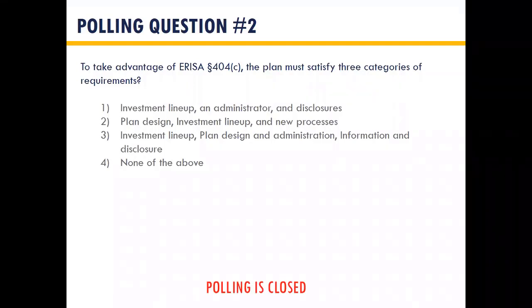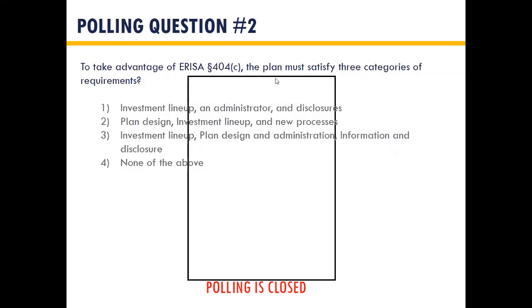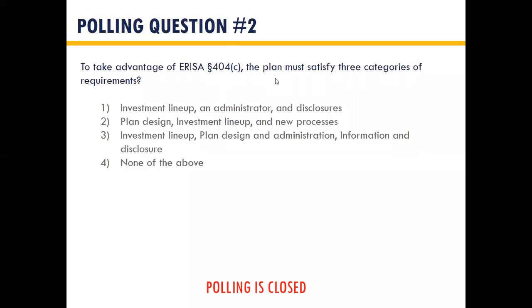All right, so I know this says polling question number 2, but we have not done polling question number 1. So we'll go ahead and do polling question number 2 right now and come back to number 1. All right, to take advantage of ERISA 404(c), the plan must satisfy 3 categories of requirements. And that poll is now open.